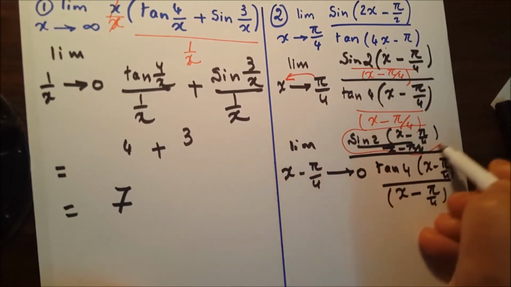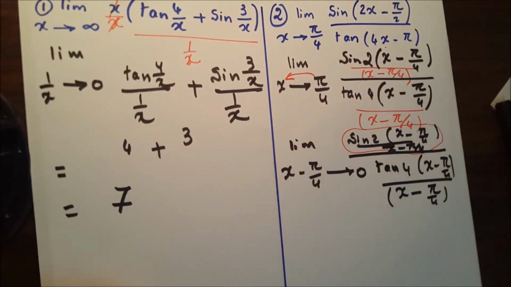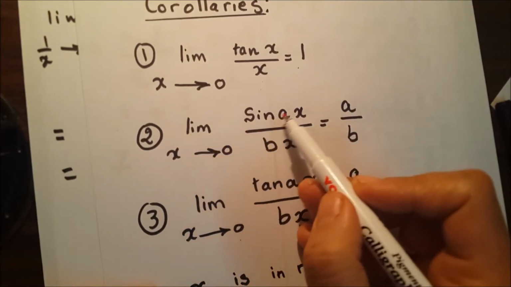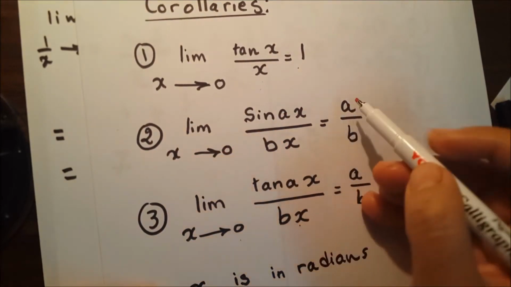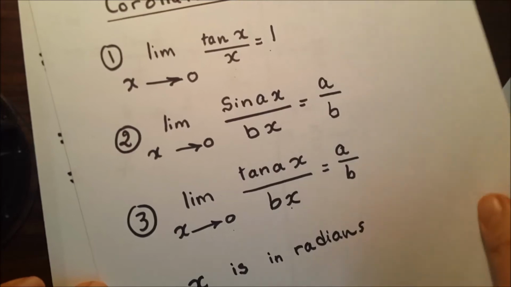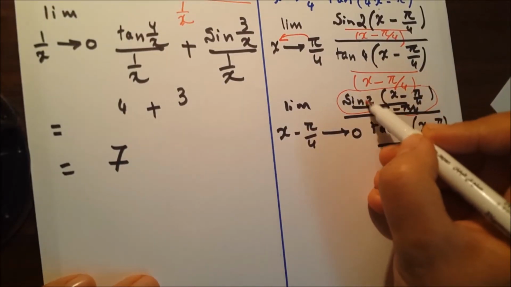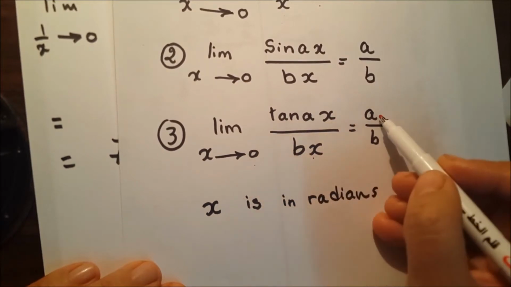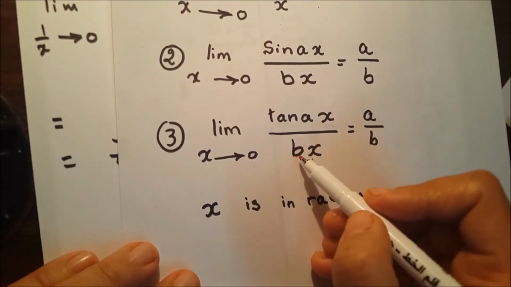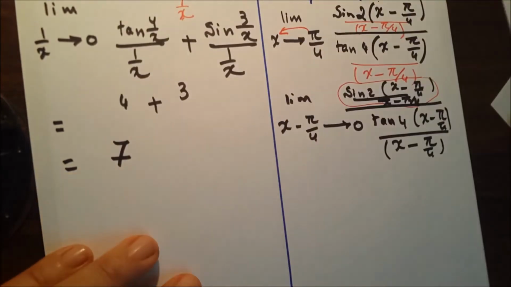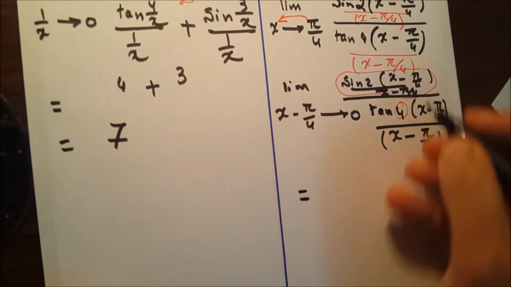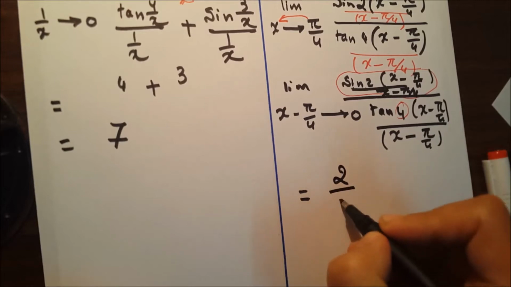By the corollary, this is equal to a. So the limit as x tends to 0 of sine ax over bx is equal to a over b. Of course, b is 1, so this is equal to a, which is 2. And the limit as x tends to 0 of tan ax over bx is equal to a over b, and b is 1, so this is equal to a, which is equal to 4. So this is equal to 2 over 4.